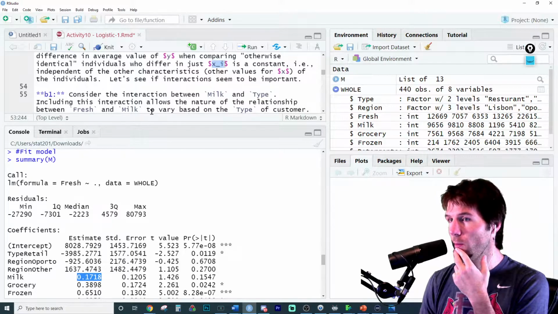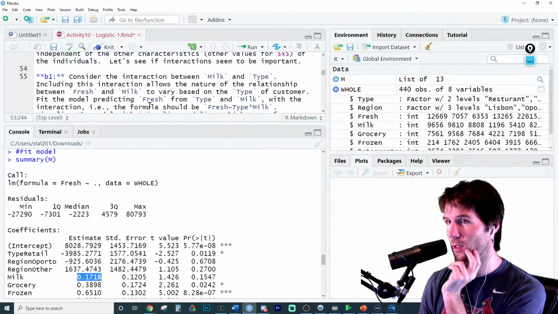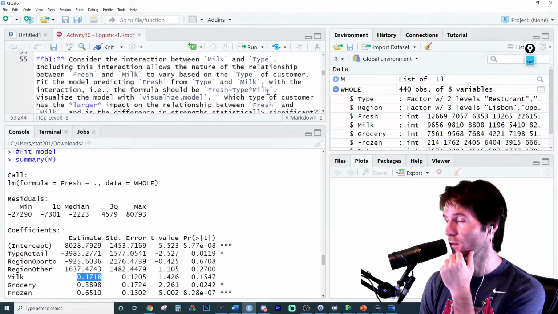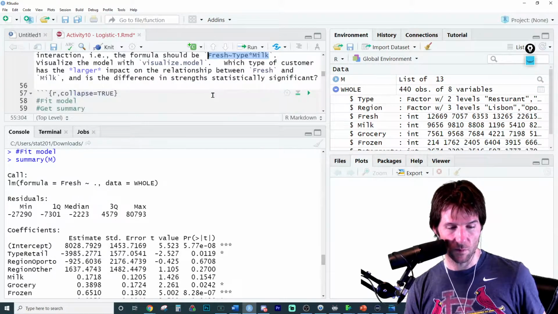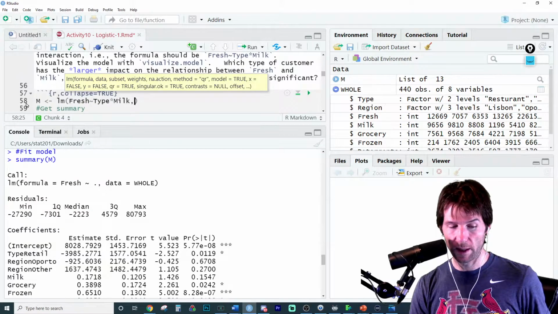Consider the interaction between milk and type. Including this interaction allows the relationship between fresh and milk to vary between type of customer. Fit the model predicting fresh from type and milk with the interaction. The formula should be, well, there's the formula. Let's point out what this formula is doing right here. Once again, we're going to put this in the y tilde x comma data equals. There it is right there.